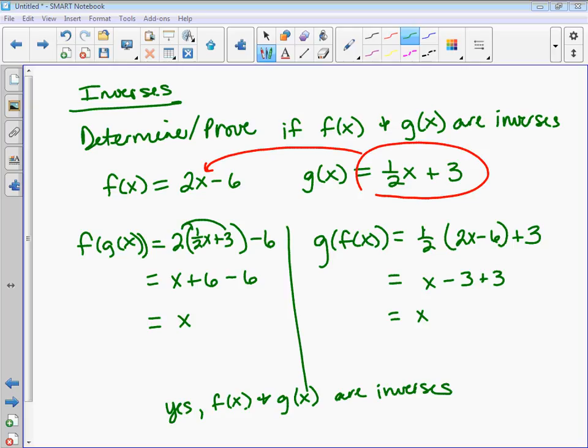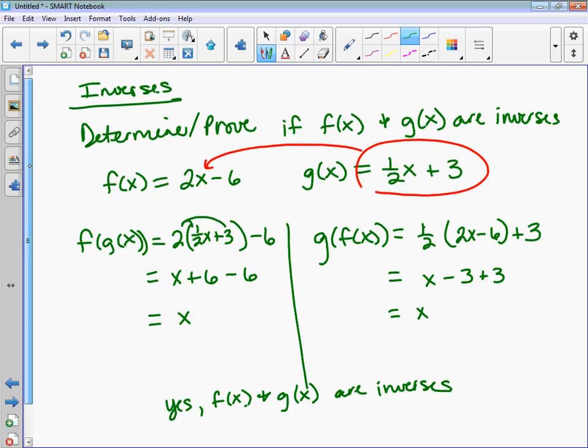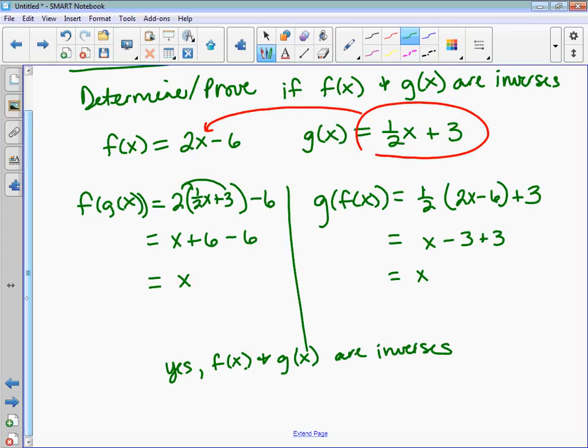Are we okay with that one? Yeah? Not bad? So let's do another one. Any questions on that one? Okay, so guys, you noticed how it was very organized. We did f of g of x, then we did g of f of x, and then you came to your conclusion. Okay, please do not give me a jumbled up mess of compositions, okay?